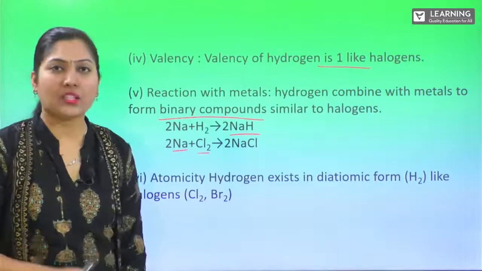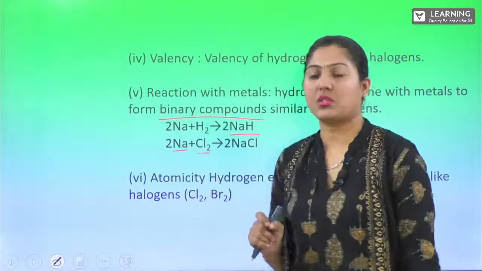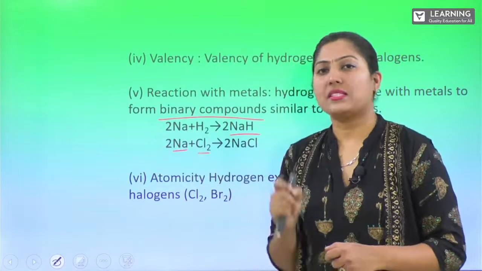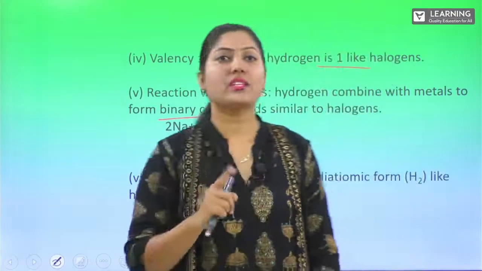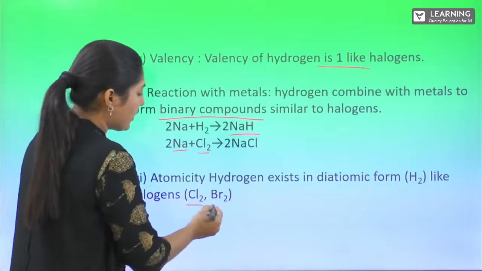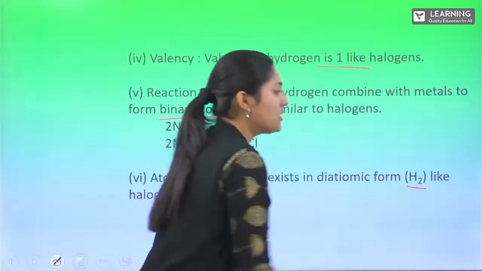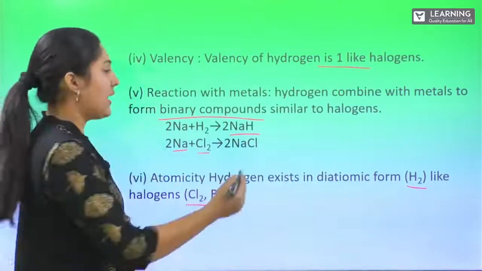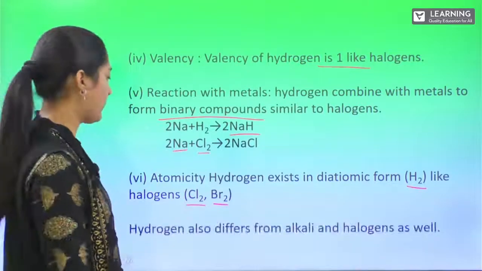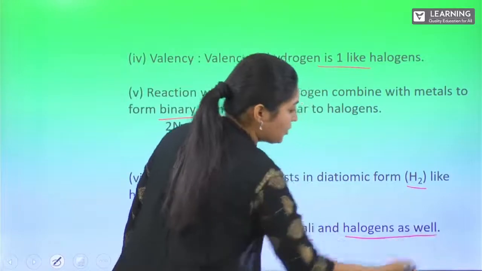Atomicity. What do you mean by atomicity? Do you remember the first chapter concepts of basic chemistry? We have studied atomicity. Atomicity means number of atoms present in a molecule. So atomicity of hydrogen is almost similar to that of halogens. You can see chlorine, bromine will be diatomic molecule. Similarly, hydrogen is also a diatomic molecule, and hence we can say atomicity of hydrogen is similar to that of halogen. So hydrogen also differs from alkali and halogen as well.